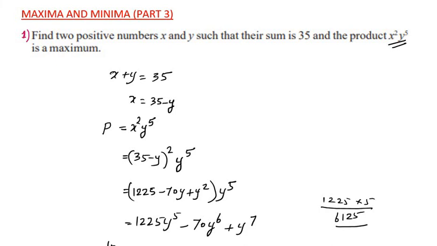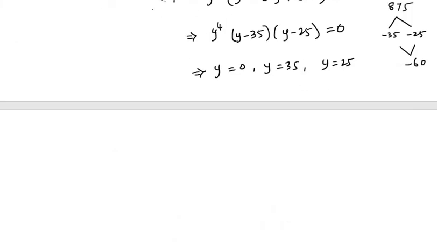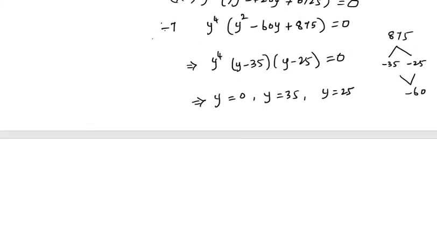Therefore, y equal to 0 is not possible. Y equal to 0 is what? Not possible, or not admissible for maximum. Understood? Therefore, y must be equal to 35 or y equal to 25. These two are critical points. Among these two points, we have to find which is the point of maximum and which is the point of minimum.